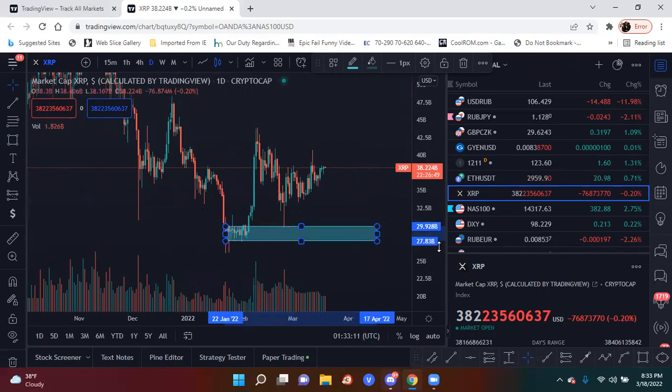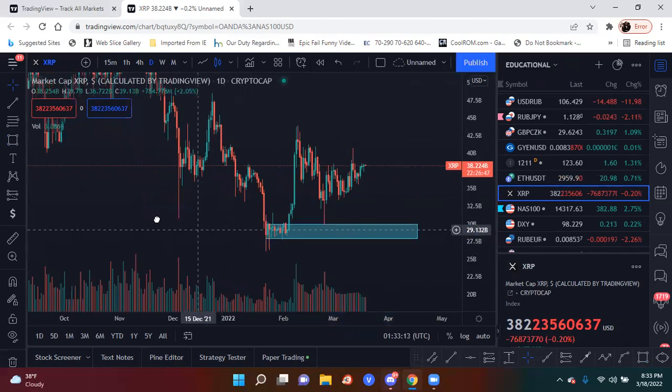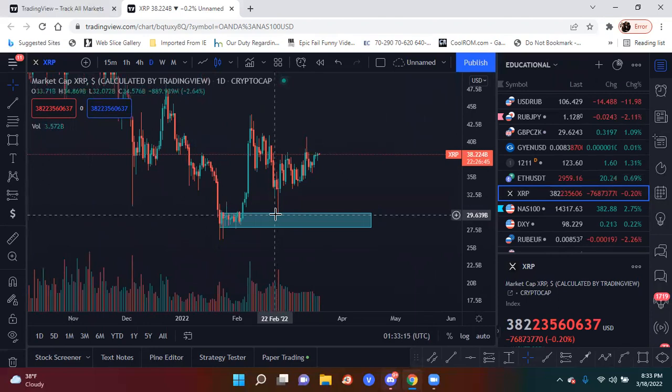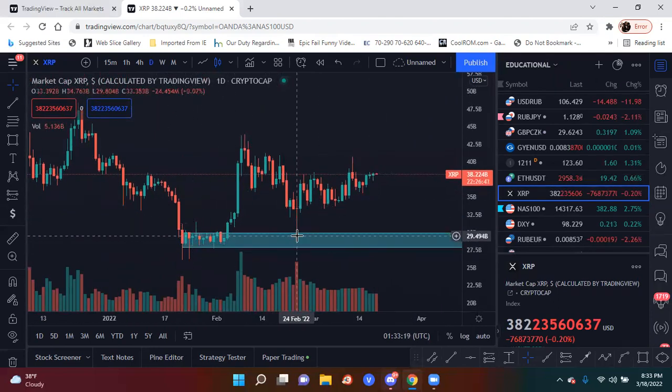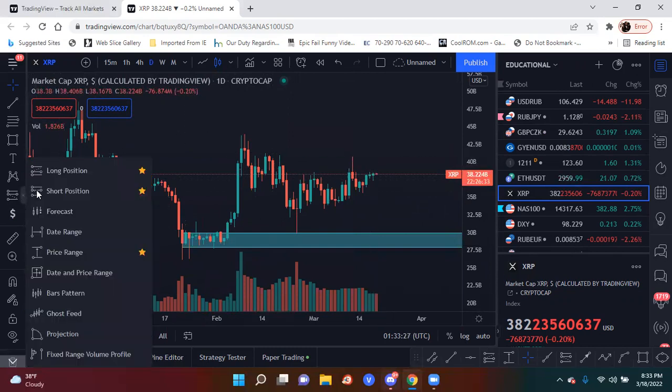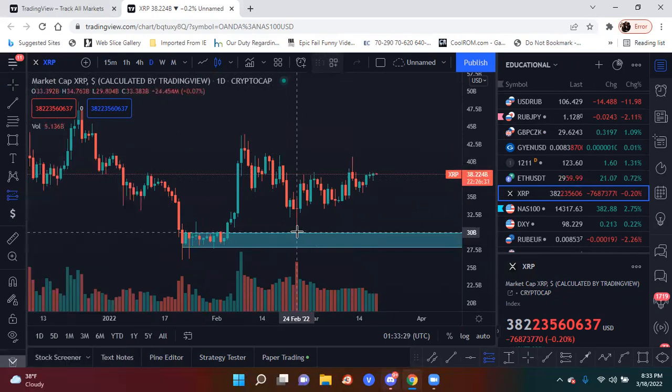Now you see how it came down and tapped back into the zone? It barely tapped it. It tapped back into the zone and shot back up. These are the textbook supply and demand trades off the daily. If you would have seen that tap, you could have got an airtight stop loss and then gone all the way up.